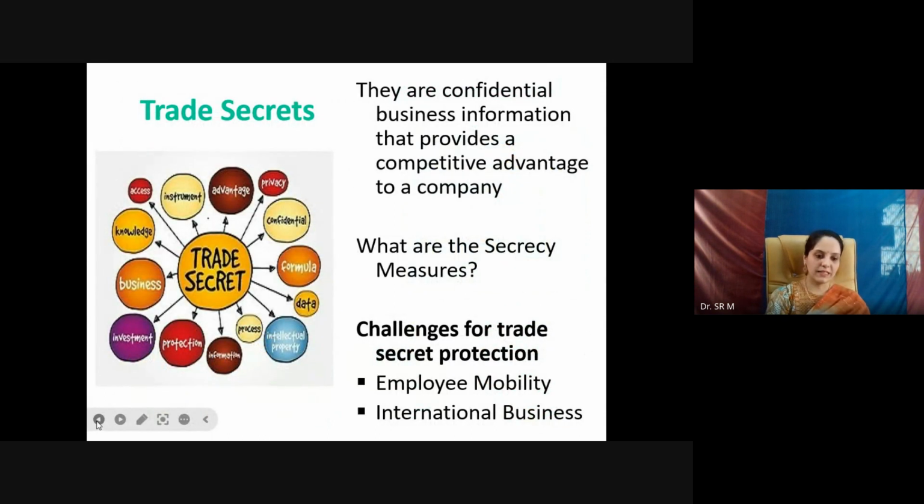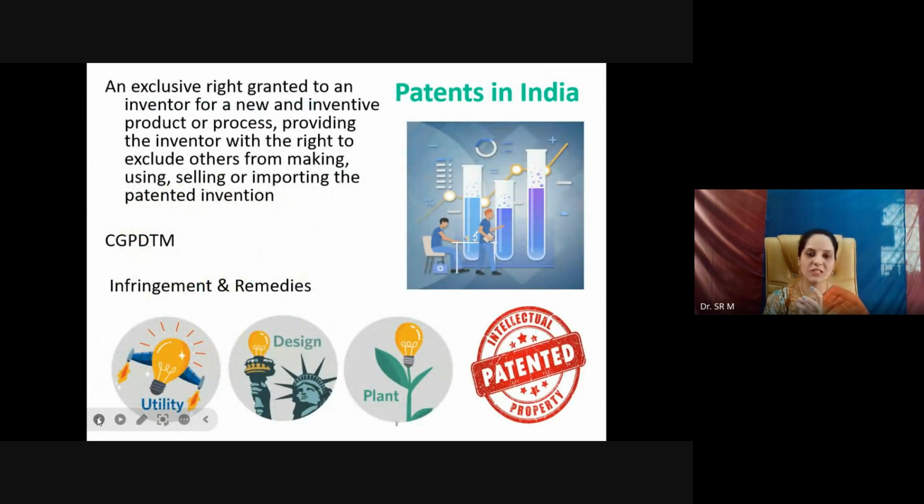So a patent is nothing but an exclusive right which is granted to an inventor, mainly for a new or an inventive product or even a process, right? It provides the inventor with the right to exclude others. Others cannot make, use, sell, or import the patented invention if it belongs to me.